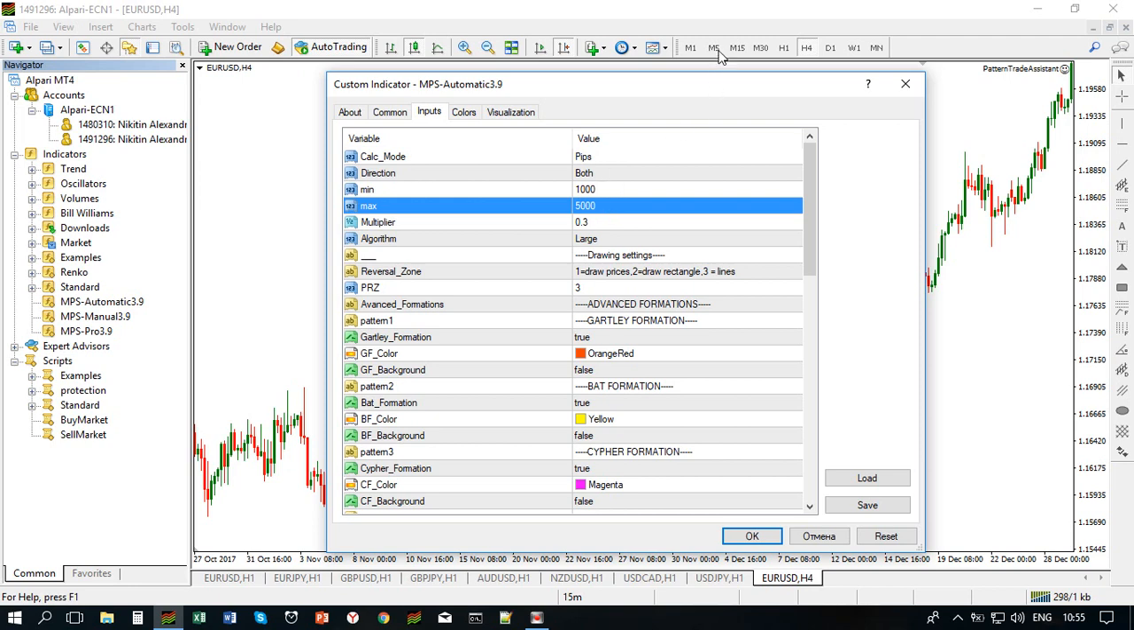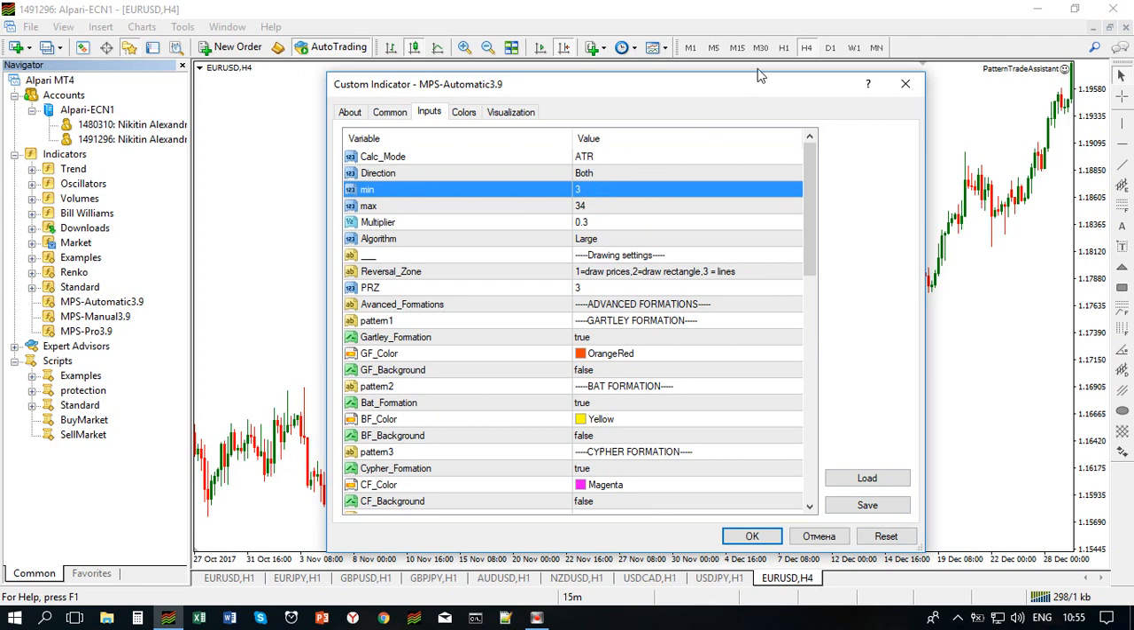So it is very unlikely that you will find any swings of 100 pips on 5 minute or 1 minute time frames. But if you switch that to ATR, you will have a dynamic. 3 ATR on 4 hour means 3 times the average true range of 4 hour candles. 3 ATR on 1 hour means 3 times the average range of 1 hour candles, like this.